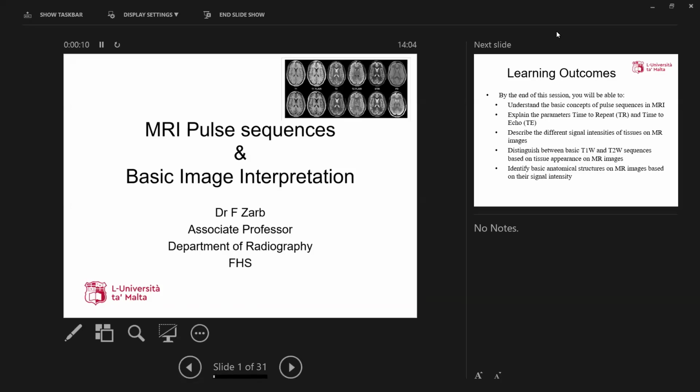Tajjeb, mela, nistgħu nibdew. Mela, illum nibdew naqra fuq pulse sequences. Basic image interpretation. Bażikament ibbażat fuq dak li għamilna l-ġimgħa l-oħra. Right, fejjedna T1, T2, għandkom amment. So, illum sa nibnu daqsxejn issa. Interpretation tal-images based on T1 and T2 and other sequences.